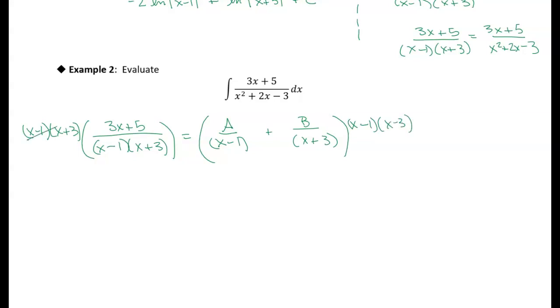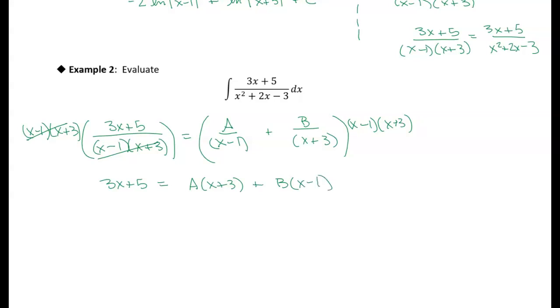Okay, now over here this is going to completely cancel, and I'll end up with 3x plus 5. And then I can distribute the x minus 1 times x, oops, this should be x plus 3. And when I multiply that by the first term, the x minus 1s will cancel, and I end up with a times x plus 3. And when I multiply this product times the second term, I'll end up with b, and then the x plus 3s will cancel, so I end up with b times x minus 1. Okay.